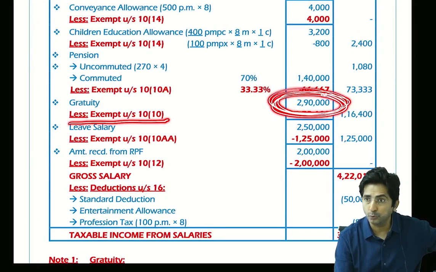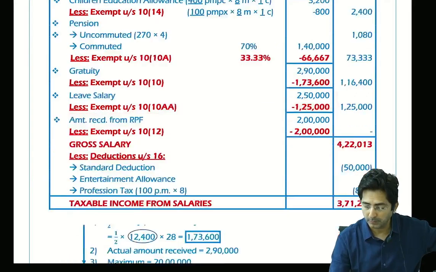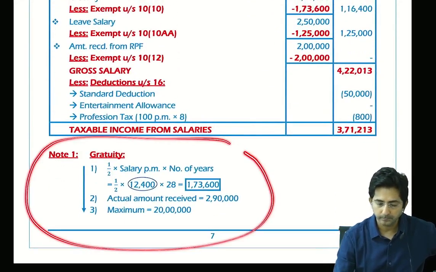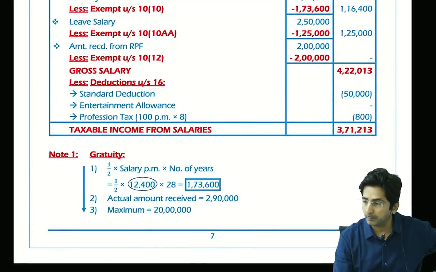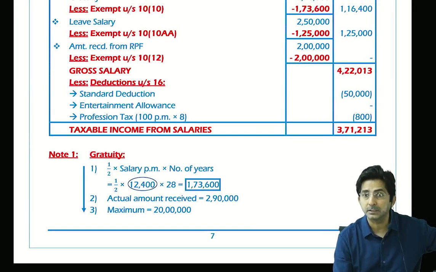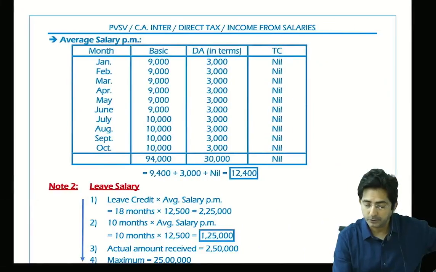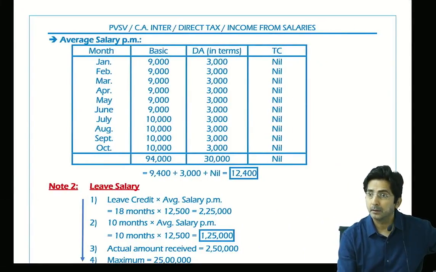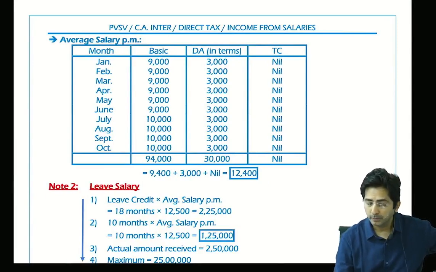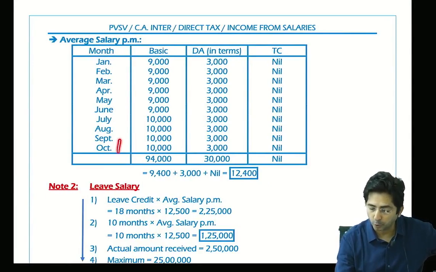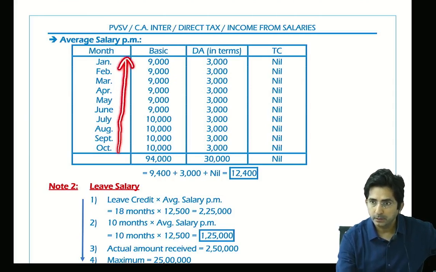And for that you will use the formula. So see, the formula I have shown here below. Look at this: 1/2 into salary per month into number of years of service. And salary per month means the average of the preceding 10 months, ignoring the month of retirement. So check, he retired in November, so I didn't take November. Month of retirement you have to ignore. So preceding months start from October. From October if you go backwards till January, it comes to 10 months.